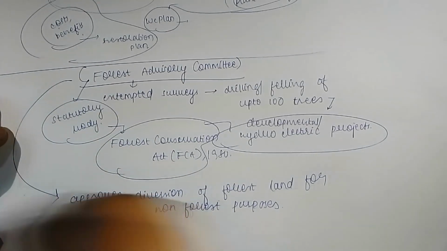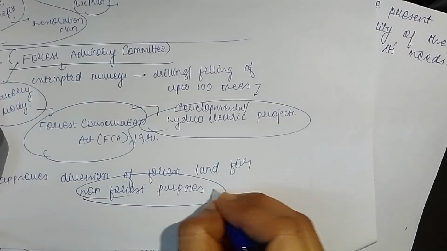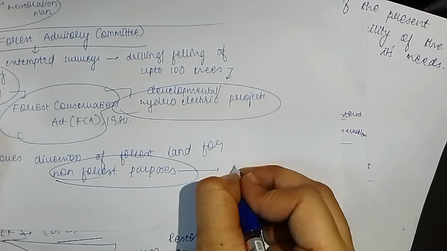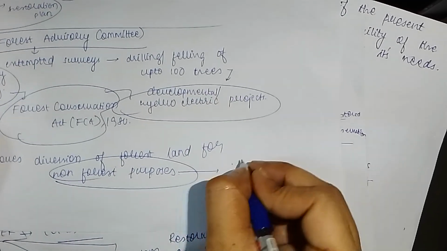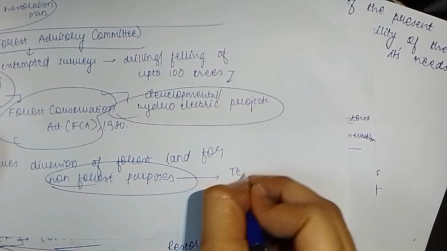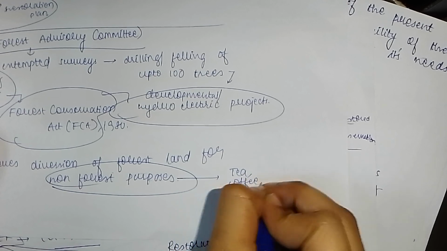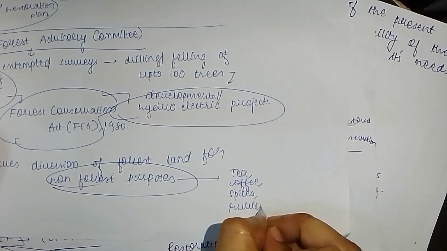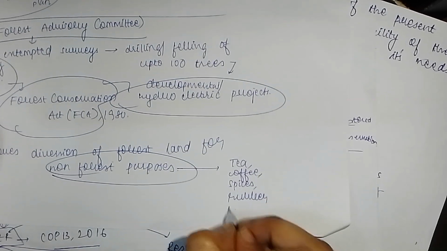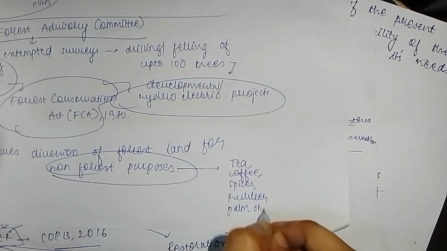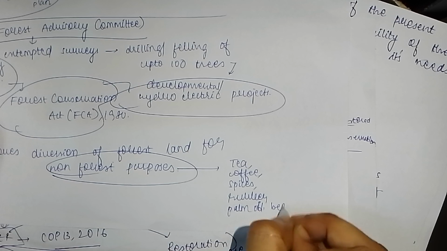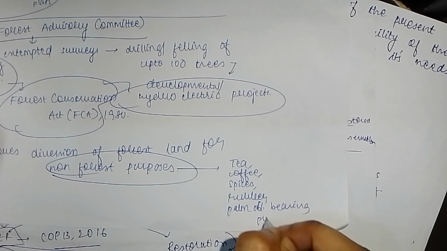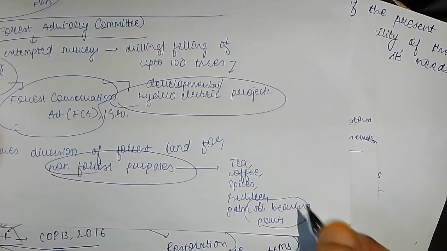when you say it approves diversion of forest land for non-forest purposes, these non-forest purposes can be for the purpose of tea, coffee, spices, rubber, palm oil bearing plants, oil bearing plants you can call them, etc.